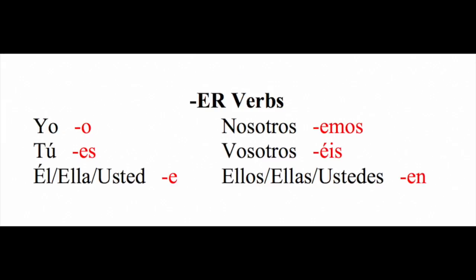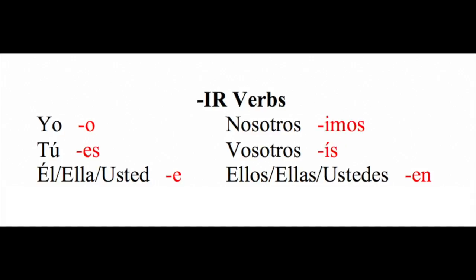So here we are moving right along with our ER verb chart. This one works the same as the AR verbs. You'll notice some of the endings are different. So if we're using an ER verb, the example I used earlier was comer. So if we're saying yo como, you could say tú comes. If you're using él/ella/usted, you would say come. Nosotros comemos. Vosotros coméis. And ellos, ellas, ustedes would be comen.